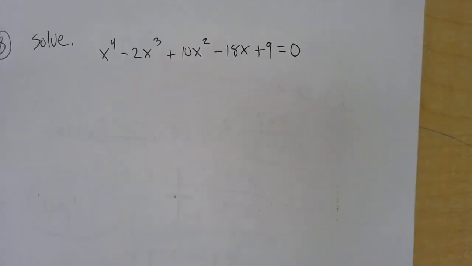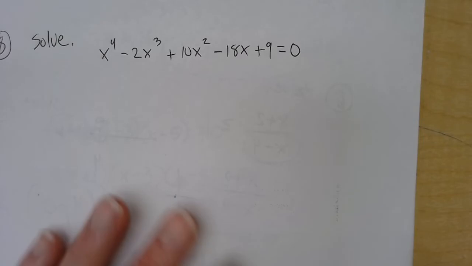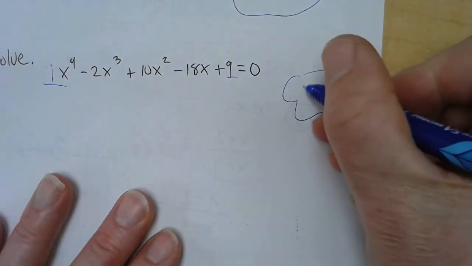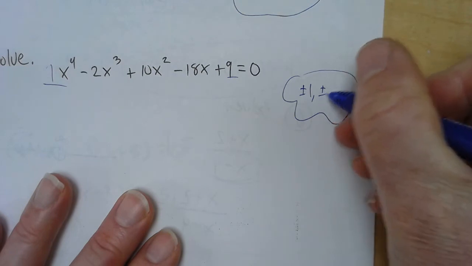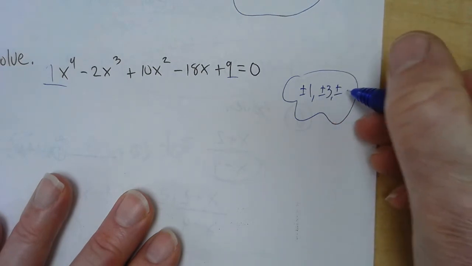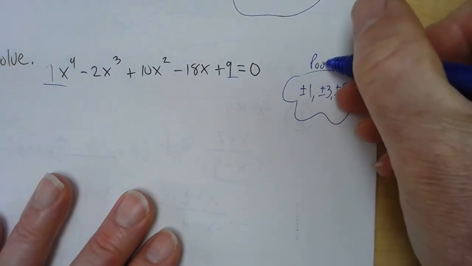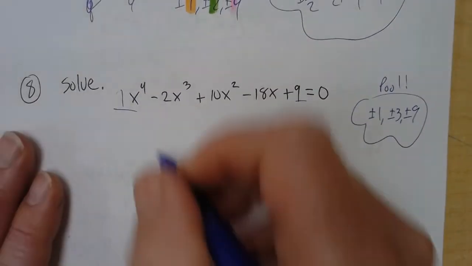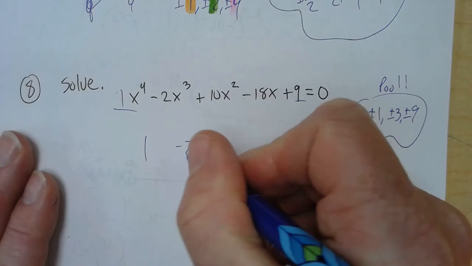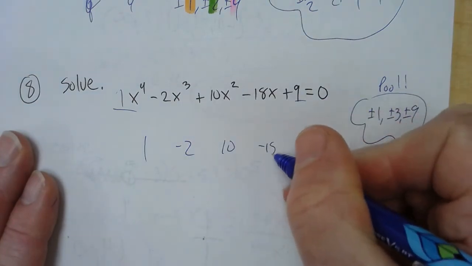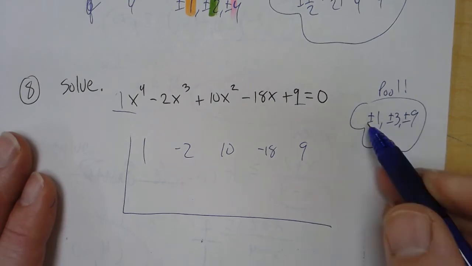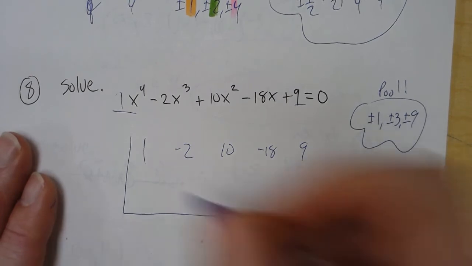All right, now on this one here, my pool of guesses is based on 1 and 9, so it's just plus or minus 1, plus or minus 3, and plus or minus 9. So this is my pool of guesses. So we go through synthetic division: 1, -2, 10, -18, and 9. And we guess out of the pool, and we guess, hey, does 1 work?